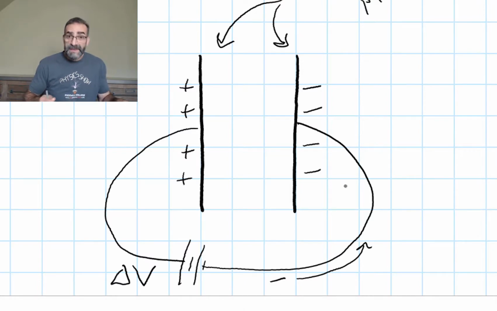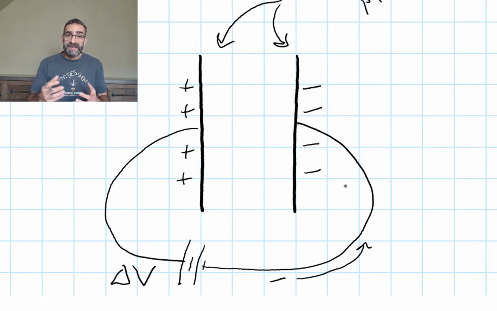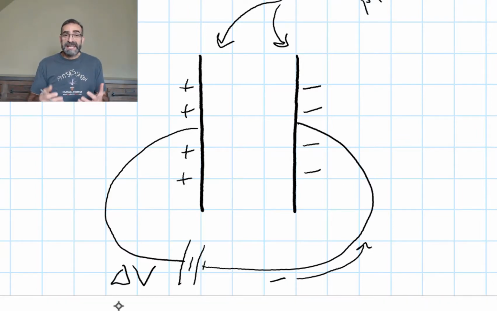You get the idea. As it moves more and more charges, it becomes harder and harder to move the charges because you're fighting the charges you've already moved. Eventually, it gets to the point where this battery can't do enough work to move any more charges over, and so it basically stops at that point.